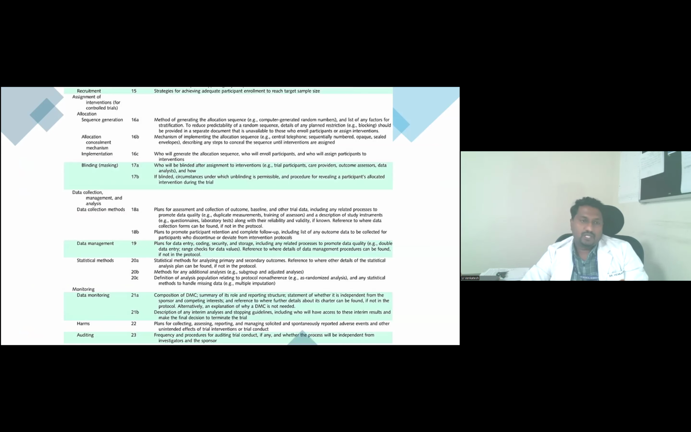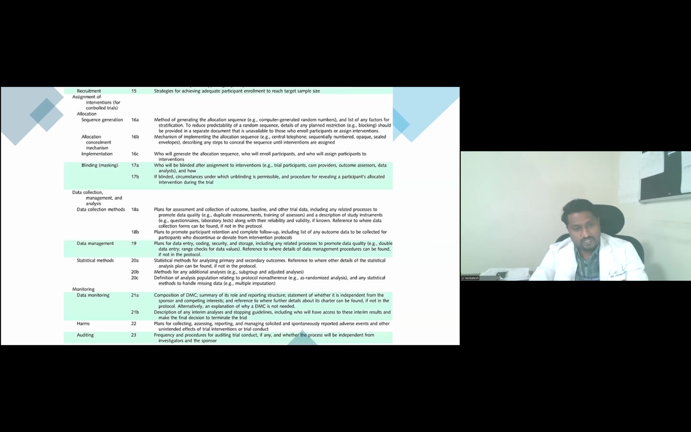Similarly, if it is a randomized controlled trial, the allocation sequence generation needs to be clearly defined: which participants will go into the control group and which participants will fall into the intervention group. That should be clearly mentioned. Then the allocation concealment: we need to prevent awareness of the study treatment, so we also need to take care of the allocation concealment mechanism. Then blinding is also important. In some studies, blinding may not be possible. Where blinding is possible, you need to mention what kind of blinding it is.